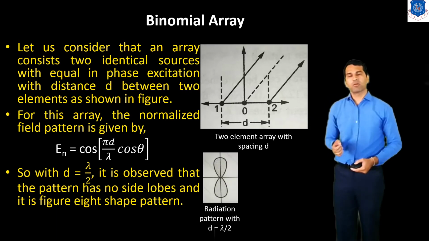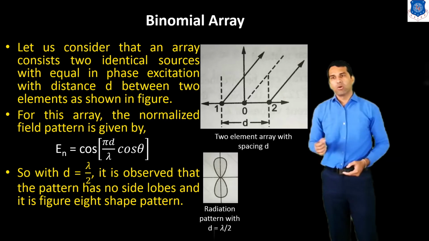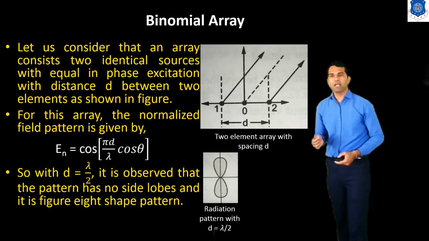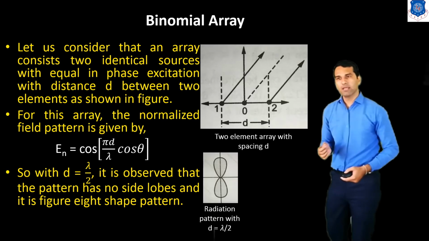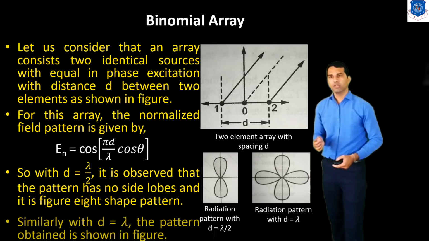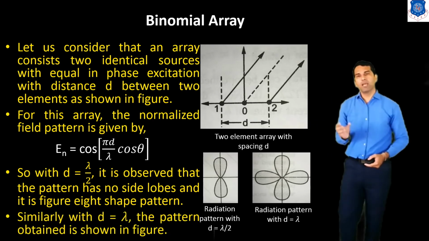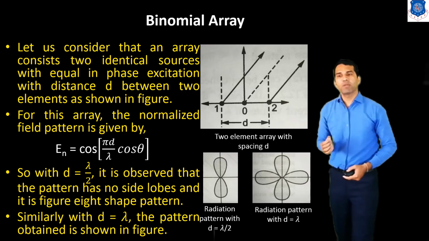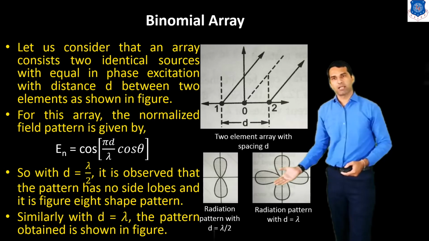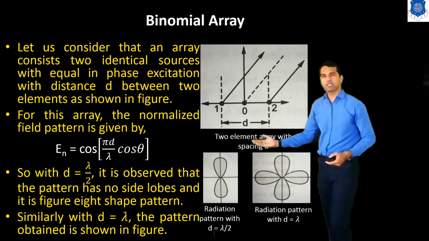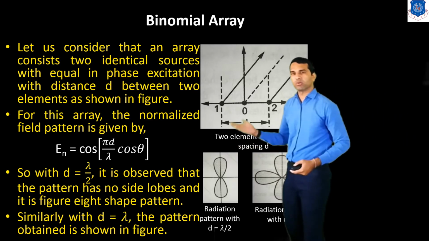Now we discuss the radiation pattern. With d equal to lambda by 2, it is observed that the pattern has no side loop and it is a figure of 8 shape pattern. Similarly, with d equal to lambda, when the distance is changed to lambda, the pattern is shown like this, without side loops. This is the radiation pattern for d equal to lambda and this is the radiation pattern for d equal to lambda by 2.